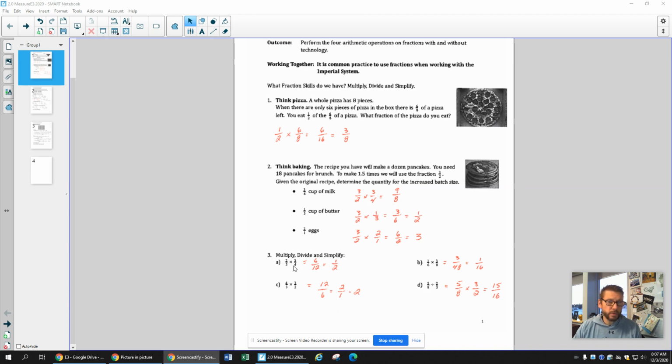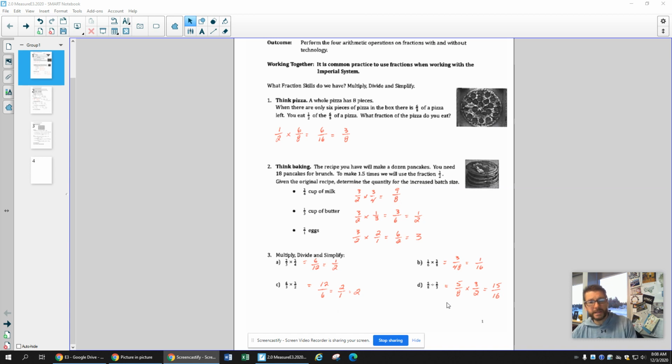2/3 times 3/4, 2 times 3, 3 times 4, 6/12, divide them both by 6, it's a half. 4/3 times 3/2, I guess we're doing C before we do D. 4 times 3 is 12, 3 times 2 is 6, 12/6 is 2 wholes, so 2/1 is fine, or whole number 2 is fine. If we go to B, 1/6 times 3/8, 1 times 3 is 3, 6 times 8 is 48. That one's a little bit tougher, but if you at least try to divide by 3, you see you get 1/16, and that's a pretty common fraction in terms of measurement.